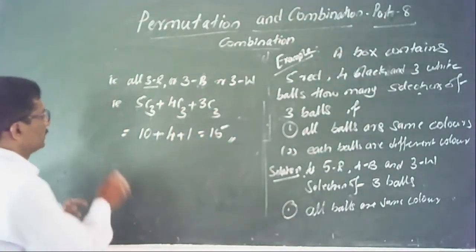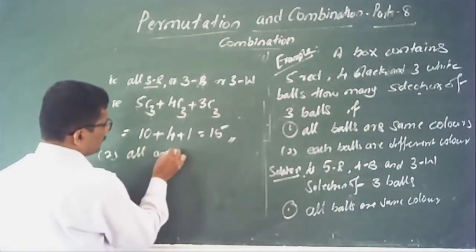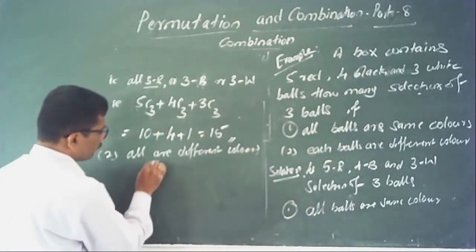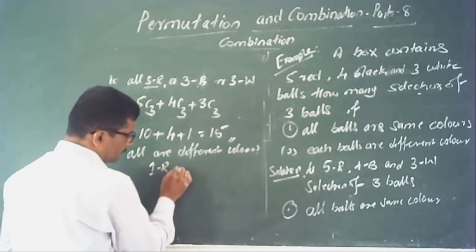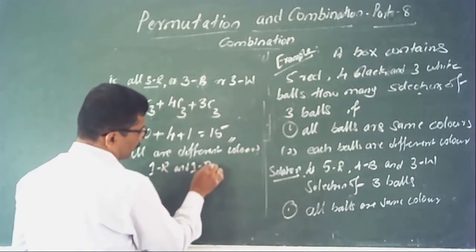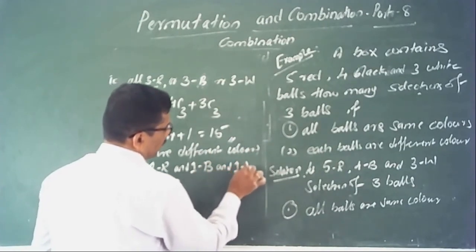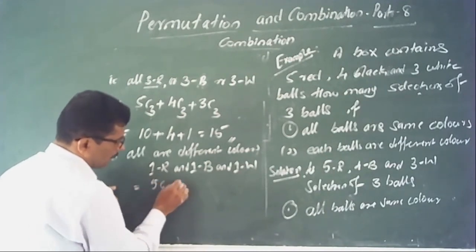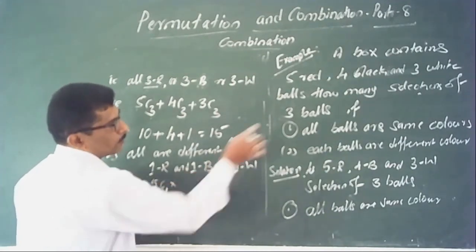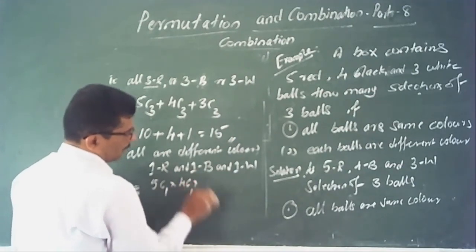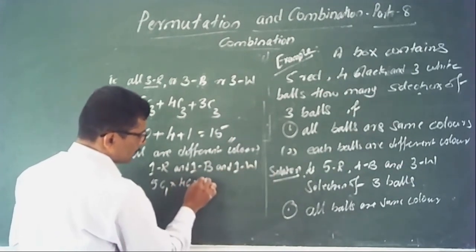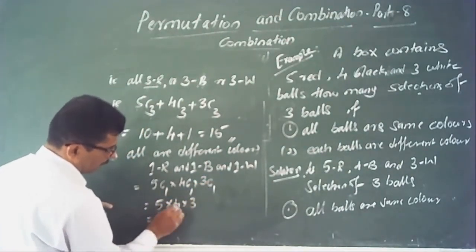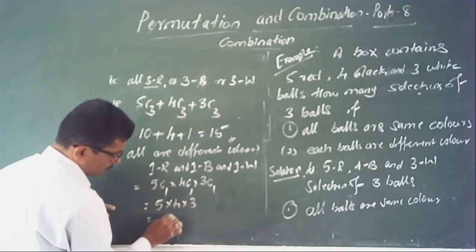You can select it. The second one, all are different colors. It means 1 red ball, 1 black ball and 1 white ball. That is, 1 red ball out of 5, 5C1, and means multiplication, 1 black ball out of 4, 4C1, and 1 white ball out of 3, 3C1. Its value is 5 into 4 into 3, 12 into 5, its value is equal to 60.